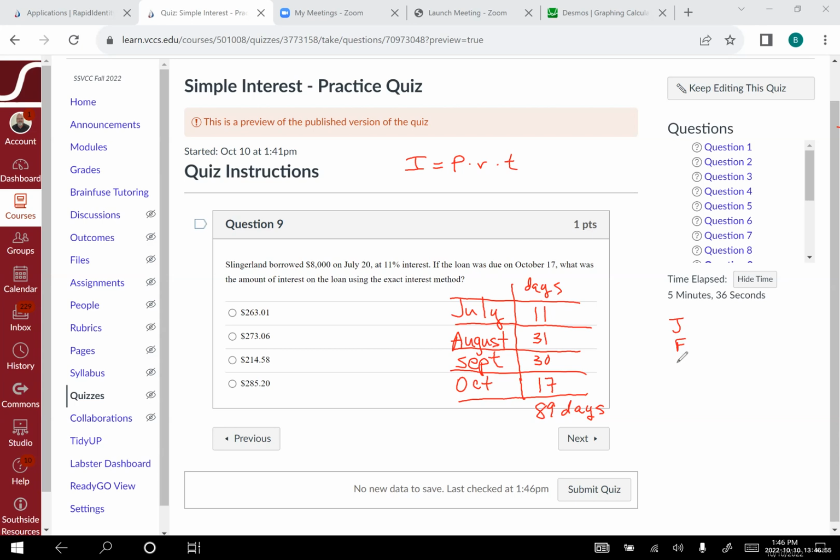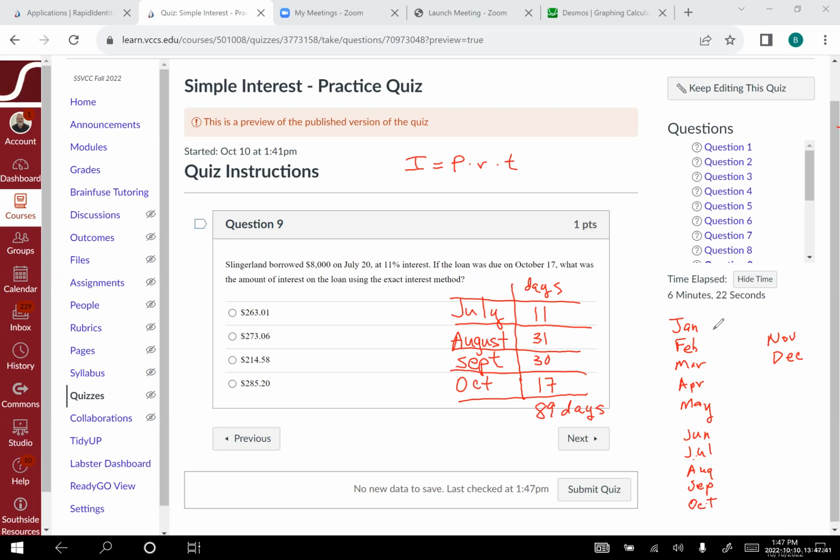January, February, March, April, May, June, July, August, September, October, November, December. So a little calendar review here.